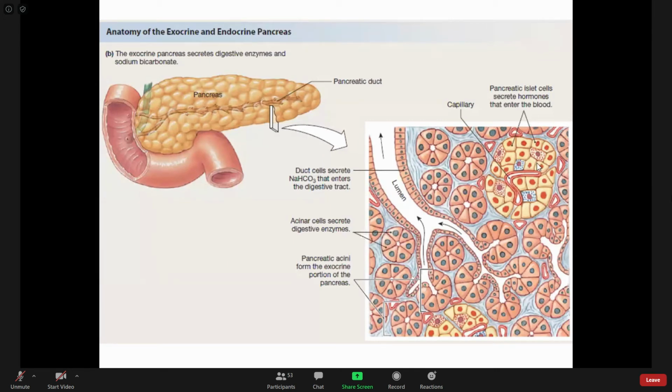So that is the endocrine part. It will be discussed in your endocrine physiology. But now, importantly, we have to discuss the exocrine secretion of the pancreas.